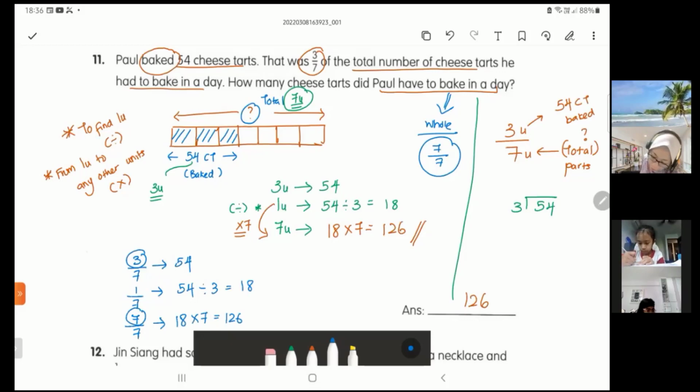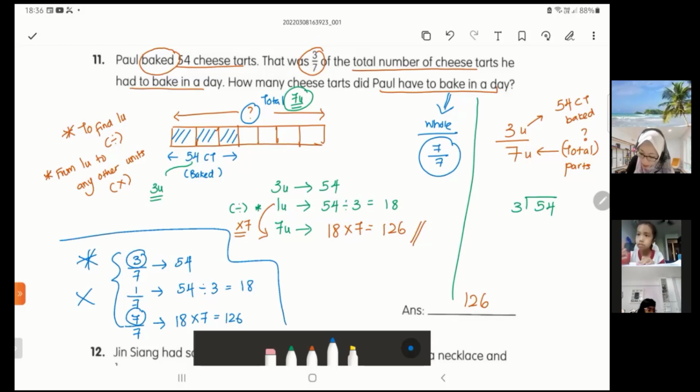But it will be very confusing because you are still holding on to the denominator. This is not recommended, but it is another method that you can know. So I don't recommend this. I prefer the unit method. Okay?